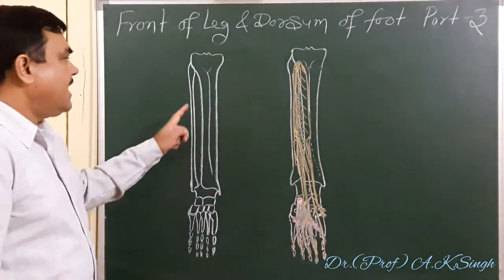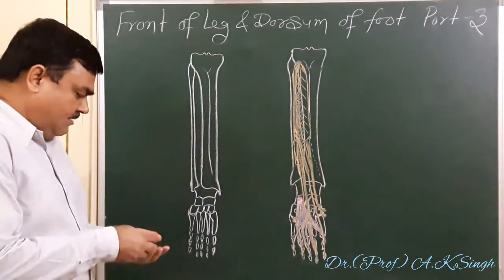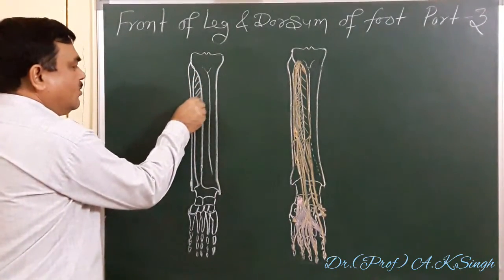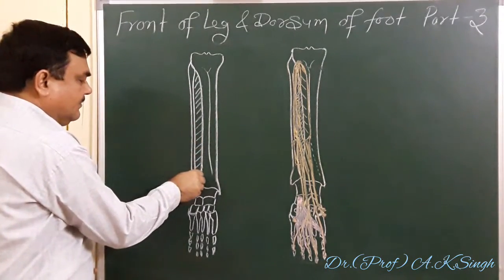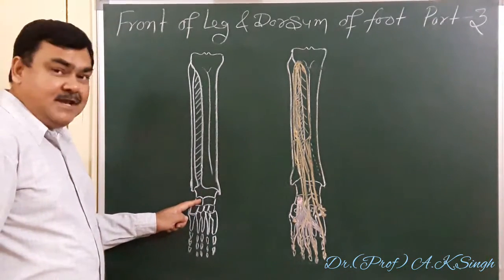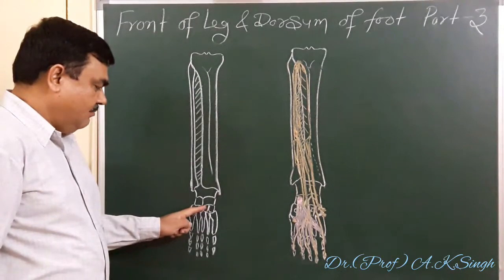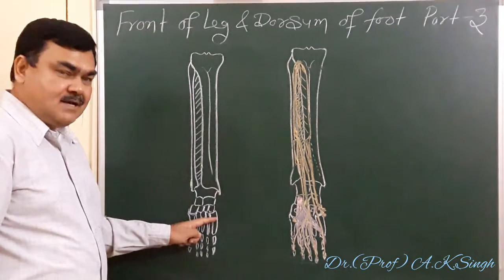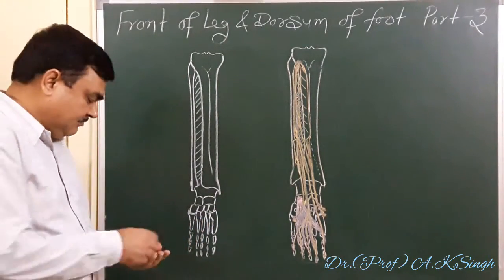Here, in this diagram, you can see this is tibia, this is fibula. In between tibia and fibula, there is a membrane, that is interosseous membrane. Here is talus, calcaneum, navicular, cuboid, lateral cuneiform, intermediate cuneiform, medial cuneiform, first metatarsal, second, third, fourth, fifth metatarsal.